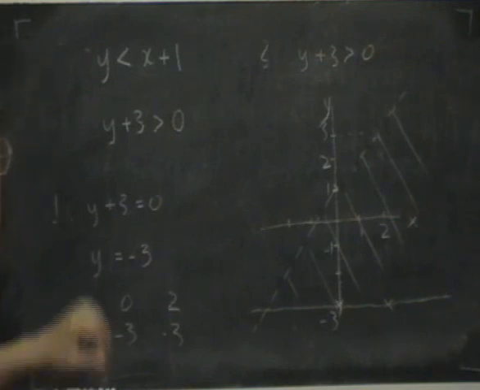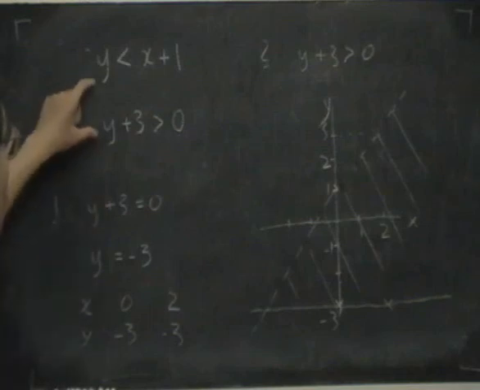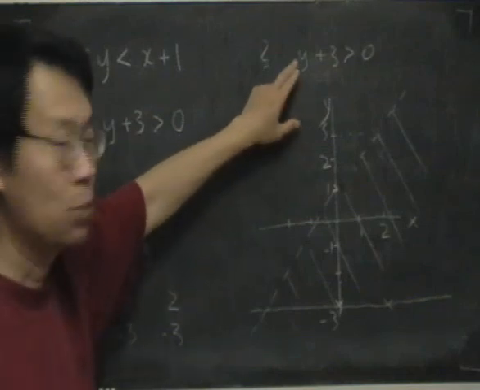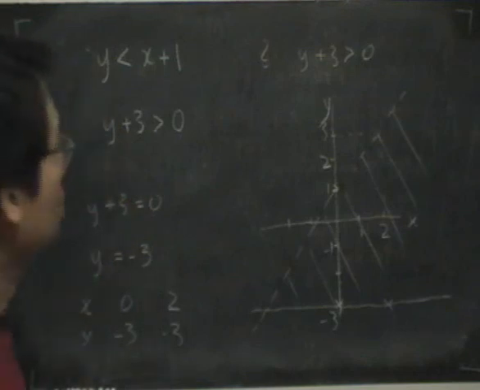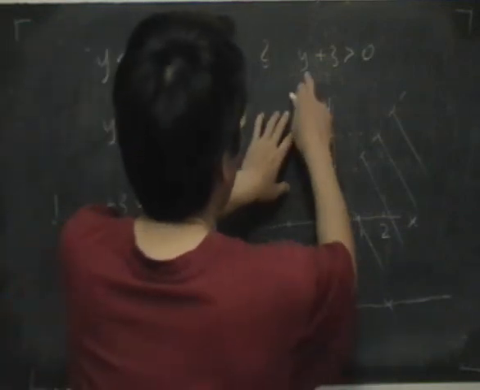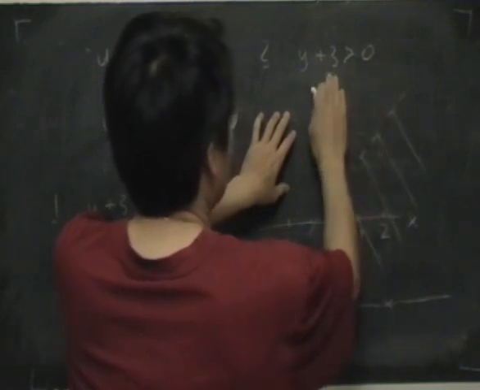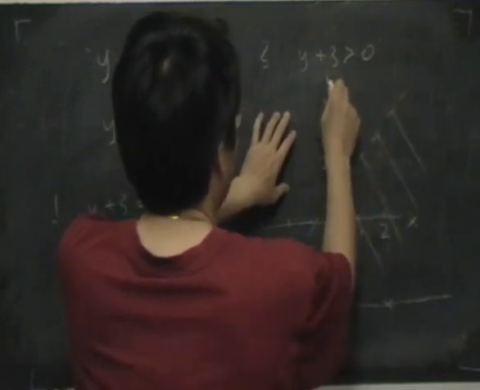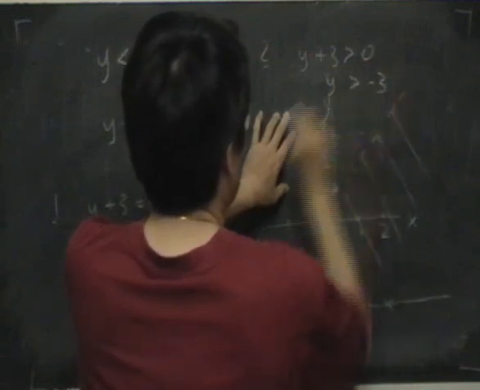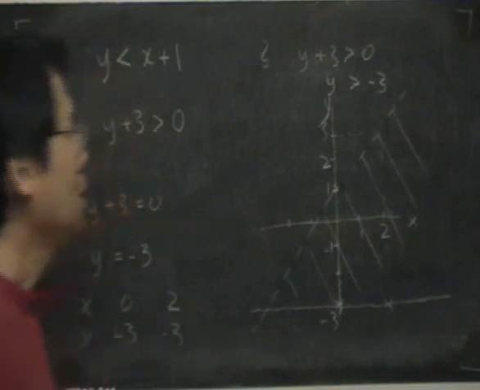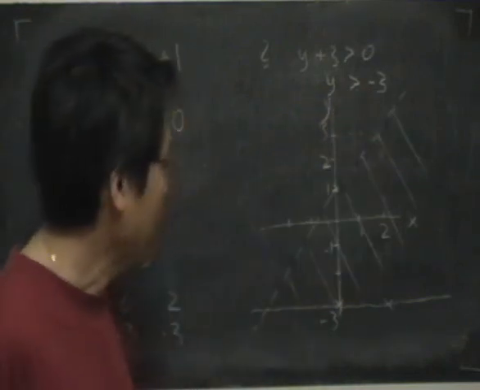Okay, what we could do is to rearrange this equation so that we have just y on one side, like for the first equation. So let me do that. If I have y plus 3, I can minus 3 from both sides. So on the left side I have y, on the right side minus 3 will give just minus 3. So the inequality here is y is greater than minus 3.